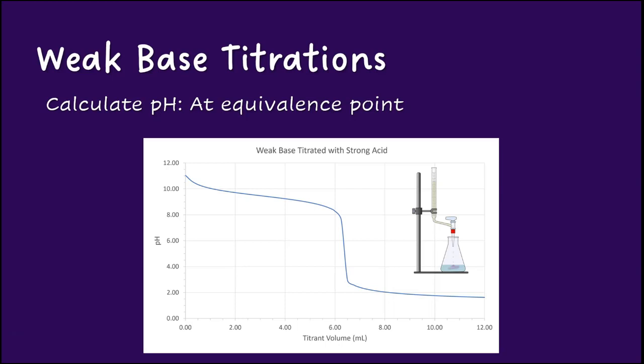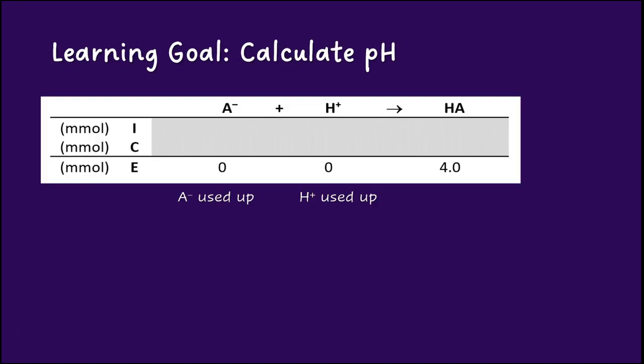Hi everyone! This video looks at a weak base titrated with a strong acid and will focus on the pH calculation at the equivalence point. If the titrant volume in the problem is more than 0 mL, then we have to set up a millimole table. The E row of our millimole table tells us where we are on the titration curve and guides us as to how to proceed with the pH calculation.